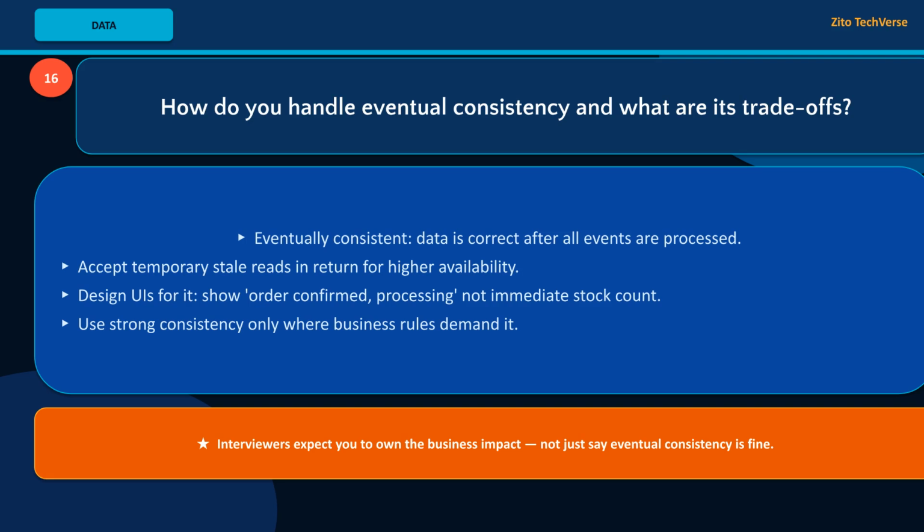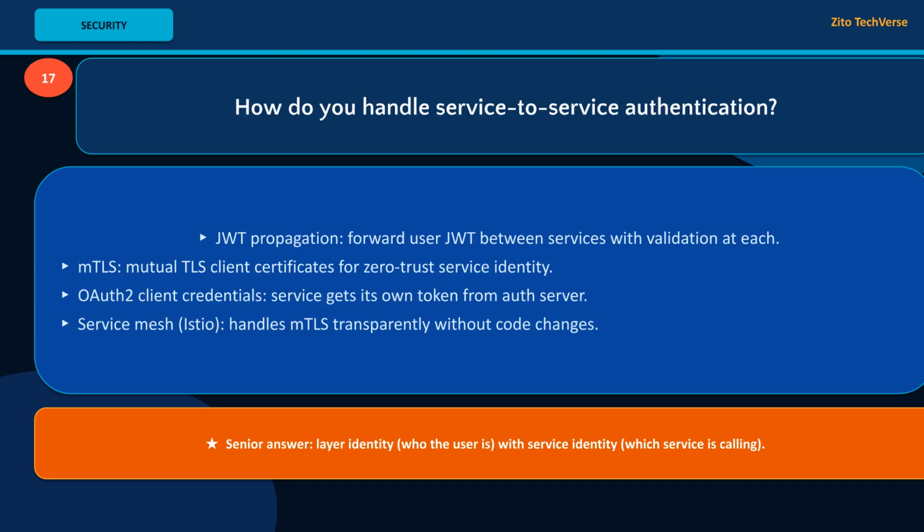Use strong consistency only when specific business rules strictly demand it. For service-to-service authentication, layer your identity strategies. Propagate user JWTs for identity context, and use mTLS or OAuth 2 client credentials for secure service-to-service communication. Service meshes like Istio can handle mTLS transparently, sparing your application code from complex security logic.